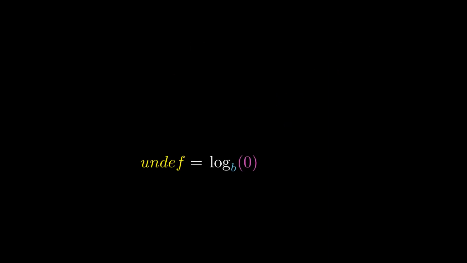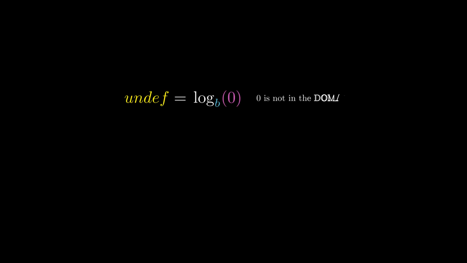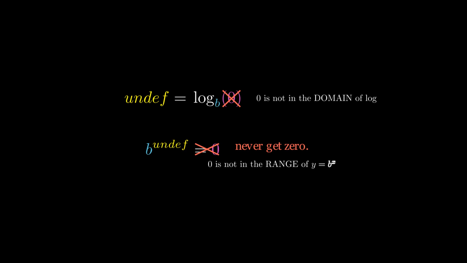When plugging in a number doesn't make sense, we say it's not in the domain of that function. Let's look at the exponential function. Log of 0 was undefined because you can't multiply a non-zero number any number of times to get 0. So this means that we can never input anything into b to the x to get a 0. So while 0 is not in the domain of log, it isn't in the range of 3 to the x.